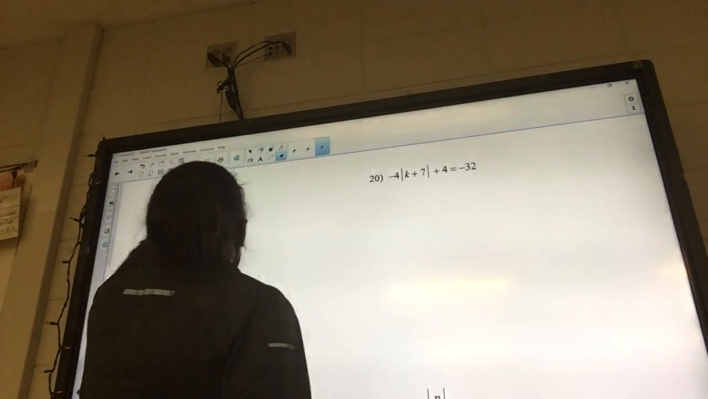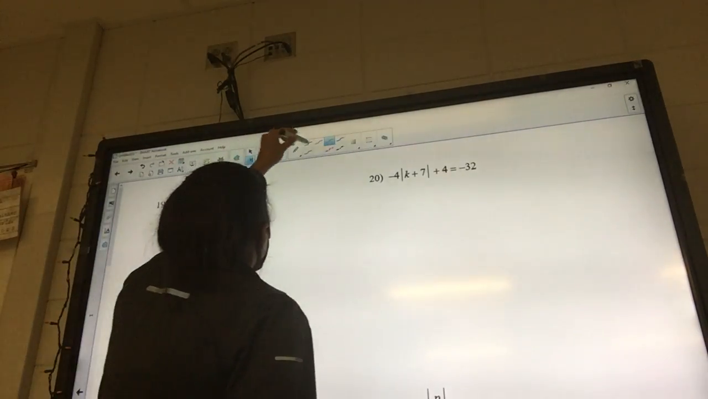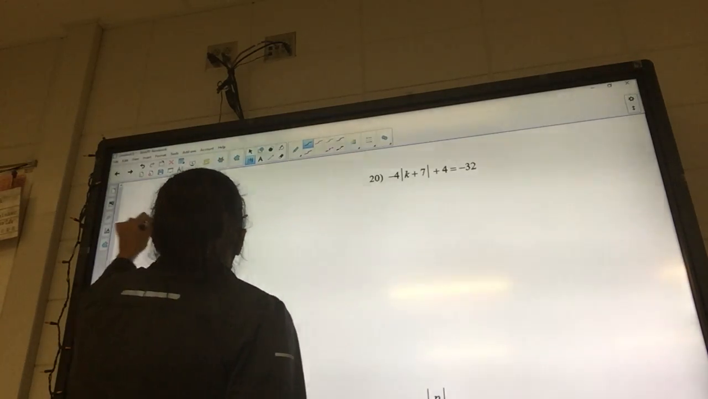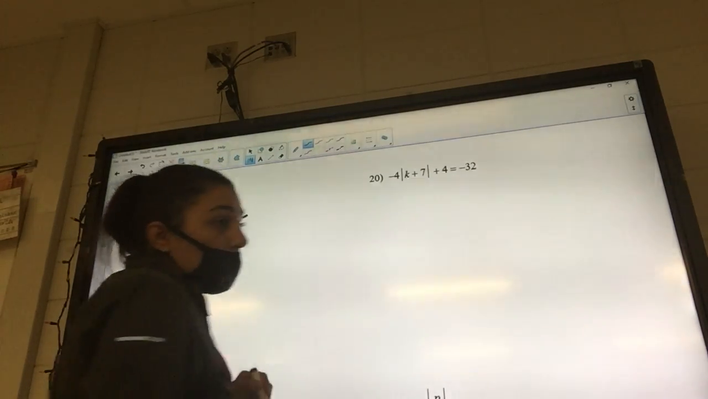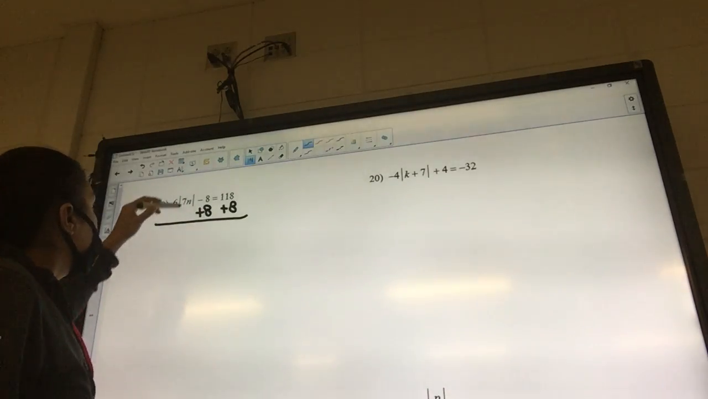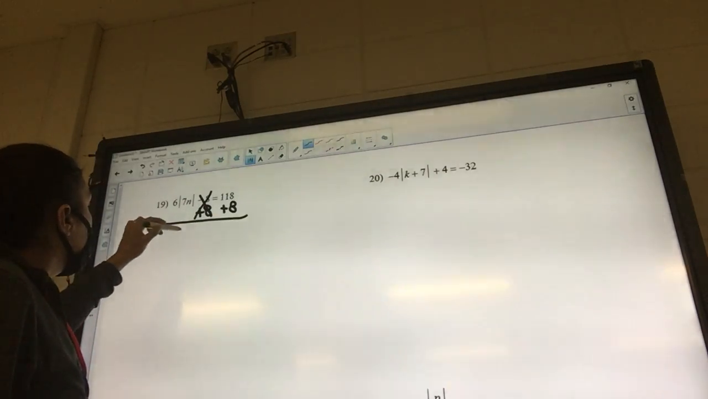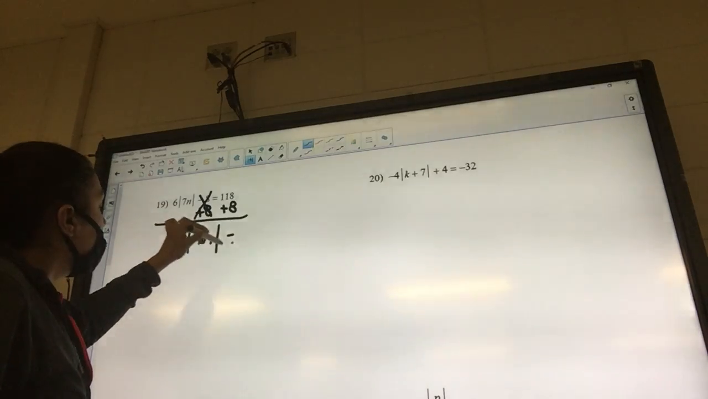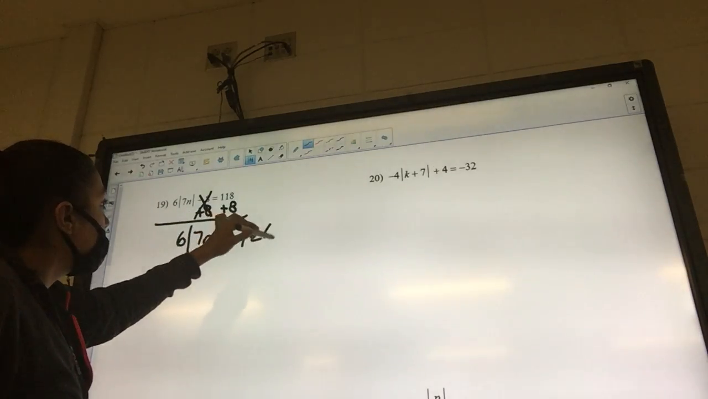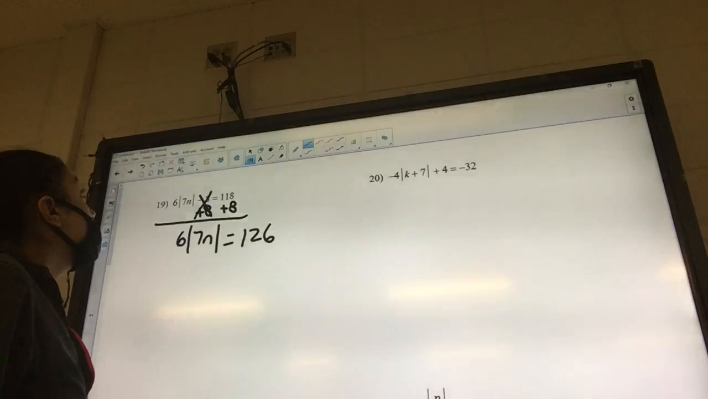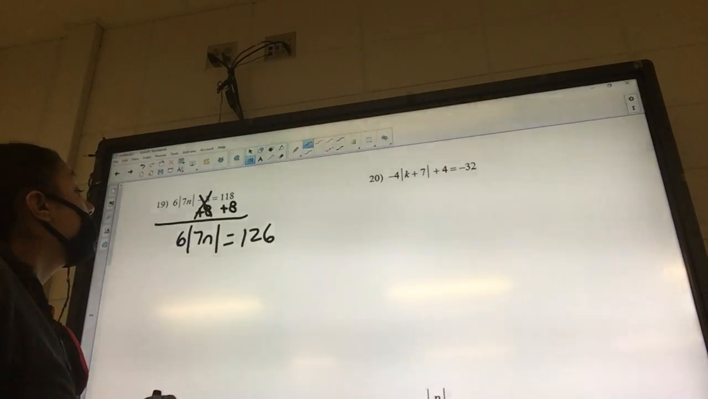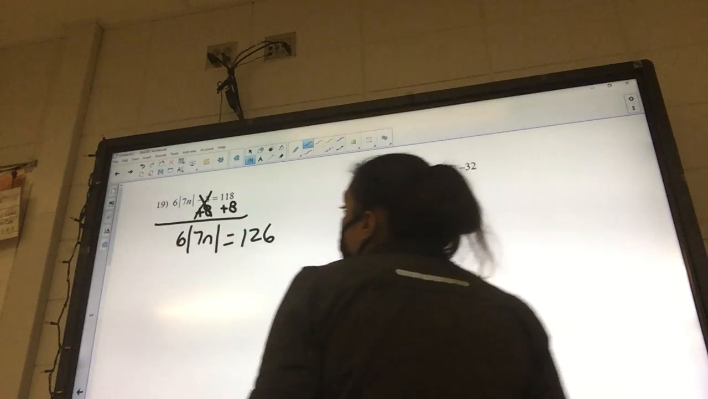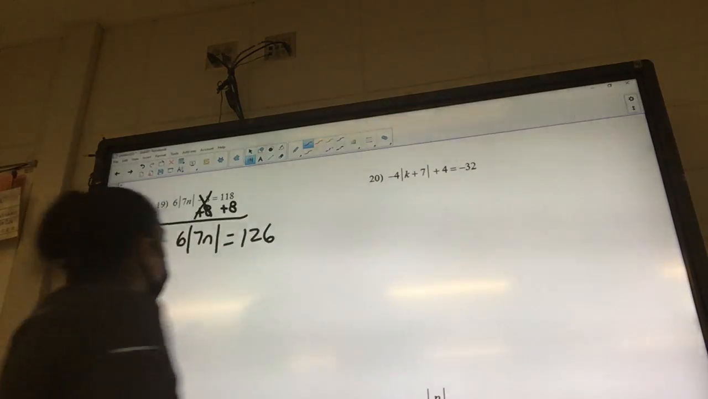Add 8. So we're going to add 8 first. So we say +8, +8. Okay, so what happens to these 8s? The other 8 disappears and we get 126. Okay, now, same thing like this.